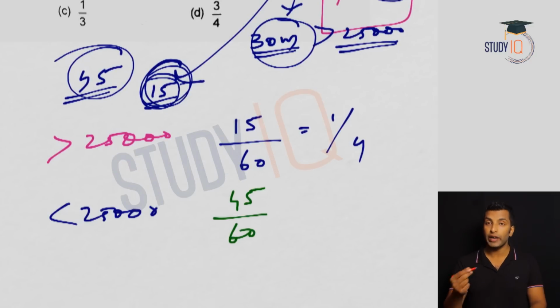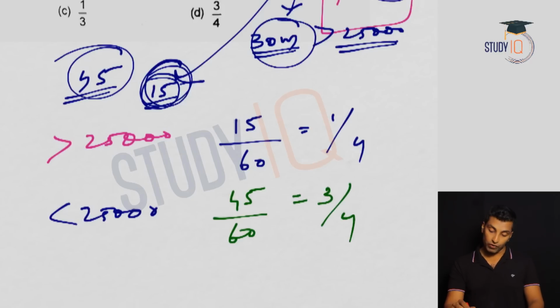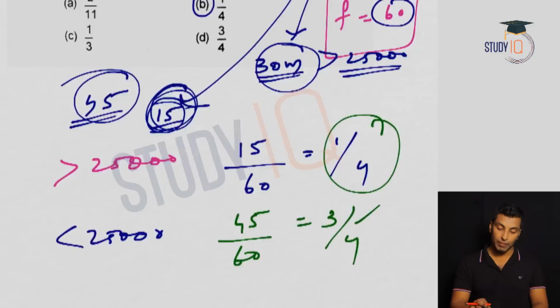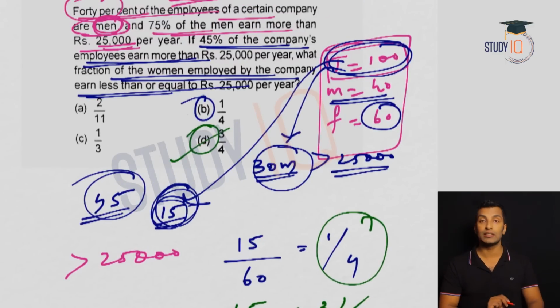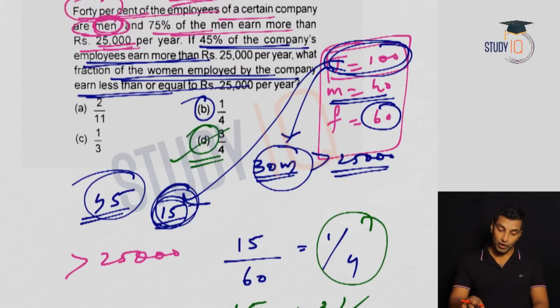Out of 60, that's how you'll write the fraction. That means 3 by 4. Or once you know this as 1 by 4, you can write it as 3 by 4. So what is your answer? The answer for this question is D. D for Delhi. Okay, so I hope you understood.